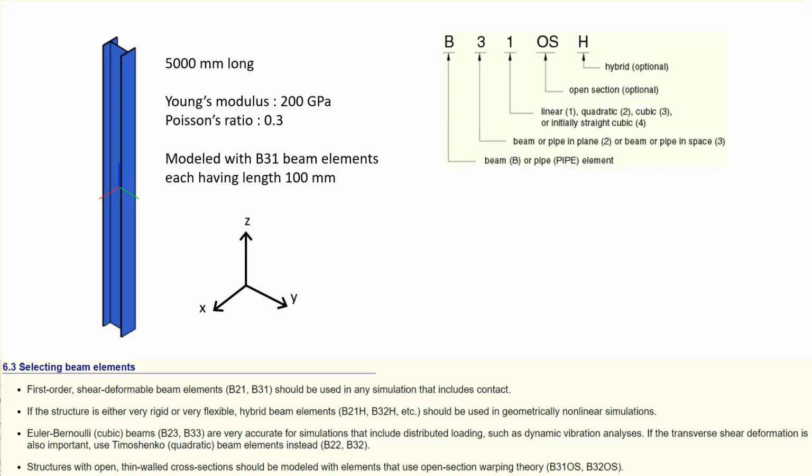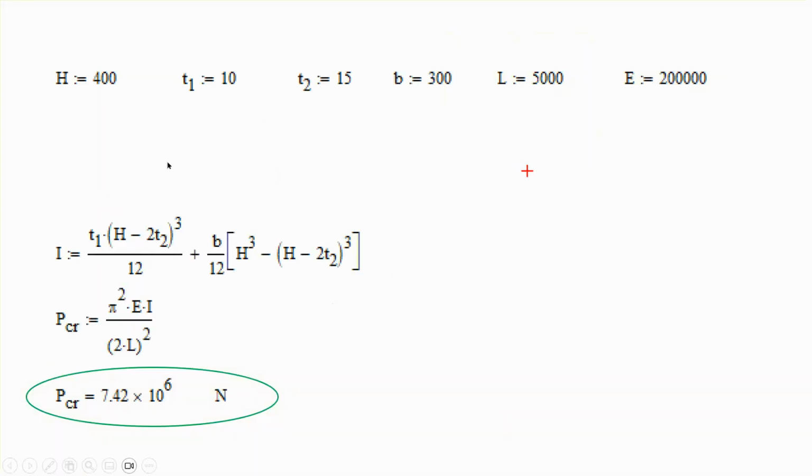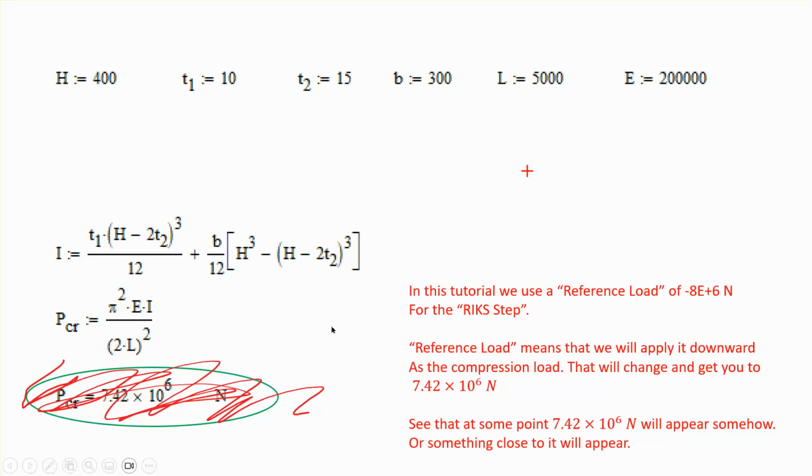So these are things that were in tutorial 2. This is the Euler critical buckling load, which we are not going to use because we don't know it. We want to do this with RIKS analysis. When you do RIKS analysis, you apply a load, but you don't know what that load means, in the sense that it may be higher than the capacity it can carry. So that's called the reference load.